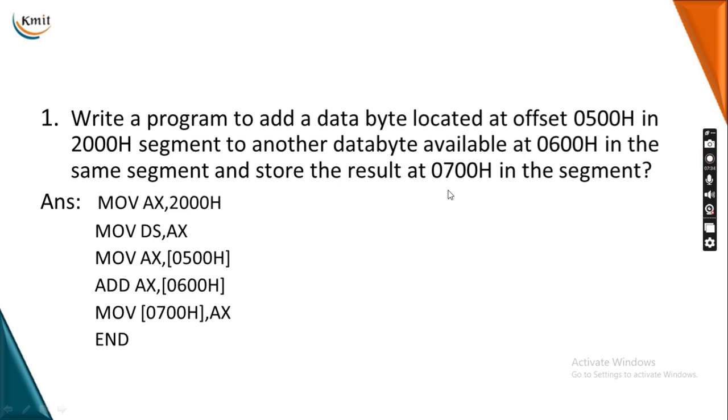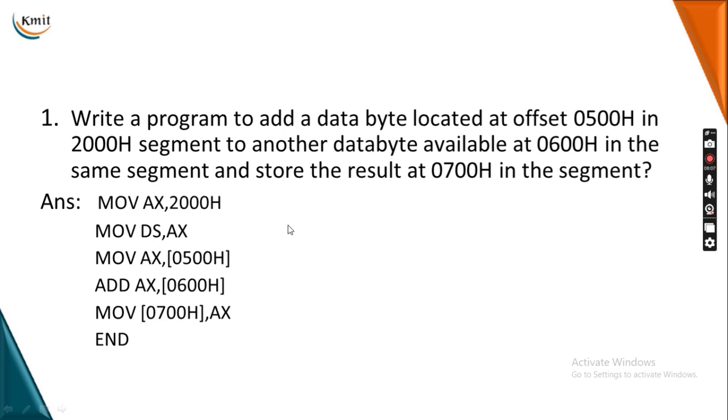The question is, we need to write a program to add one data byte at one offset address in a particular segment, and another data byte available at 0600. So we need to add the first data byte and the second data byte present at offset addresses 0500H and 0600H, and store the result at 0700H in the same segment, which is at address 2000H.